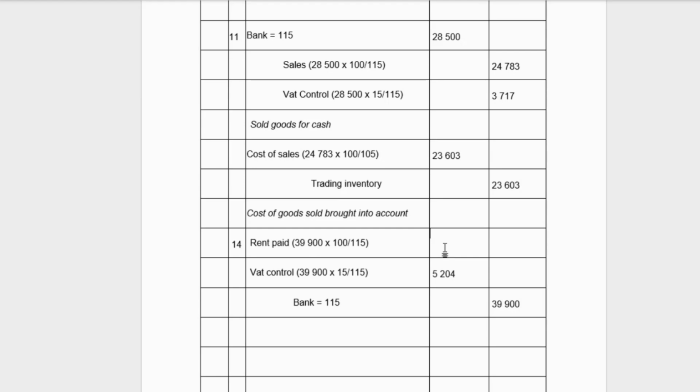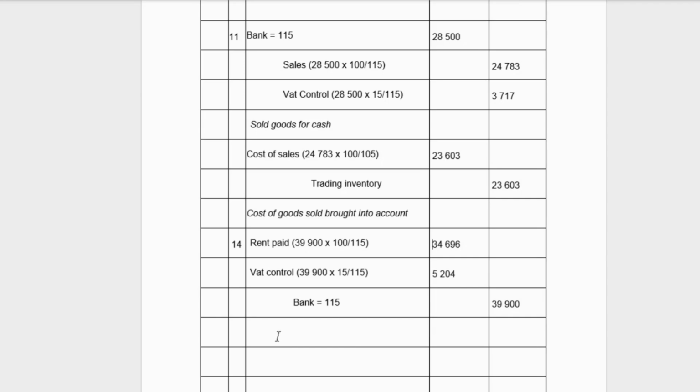And then how much is your rental without VAT that you've paid? It equals 34,696. And when we add them, we are still getting 39,900. That is our transaction number 4 that happened on the 14th.